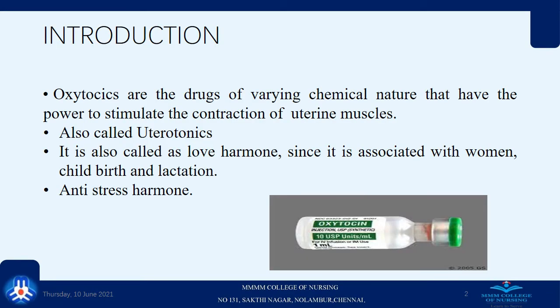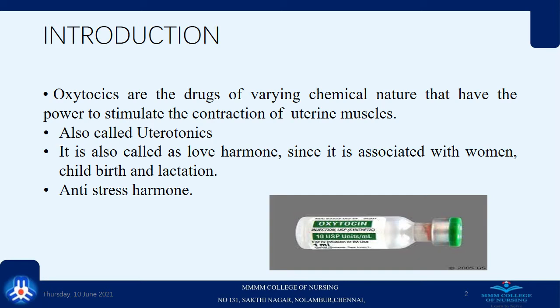In the introduction, oxytocins are drugs of varying chemical nature that have the power to stimulate the contraction of uterine muscles. So the main use of oxytocin is to contract the uterine muscles. It is also called a uterotonic agent. It is used to induce contraction and also increase the tonicity of the uterus. It stimulates the uterine muscles to contract and also to relax. It is used both to induce labor as well as to reduce postpartum hemorrhage.